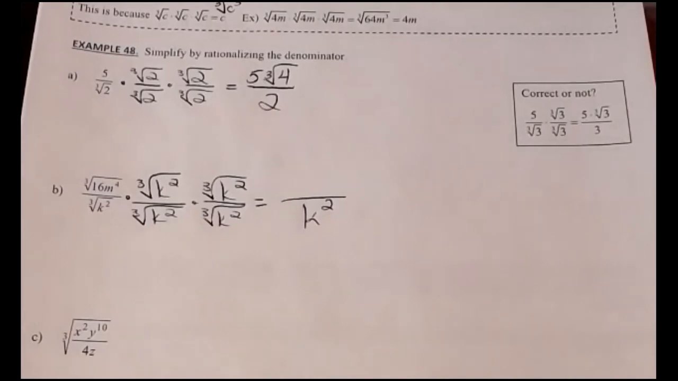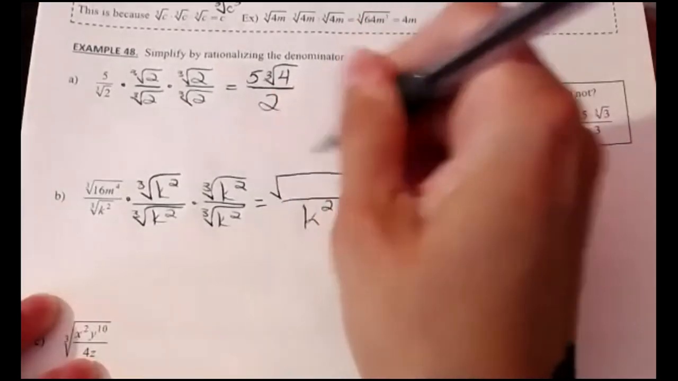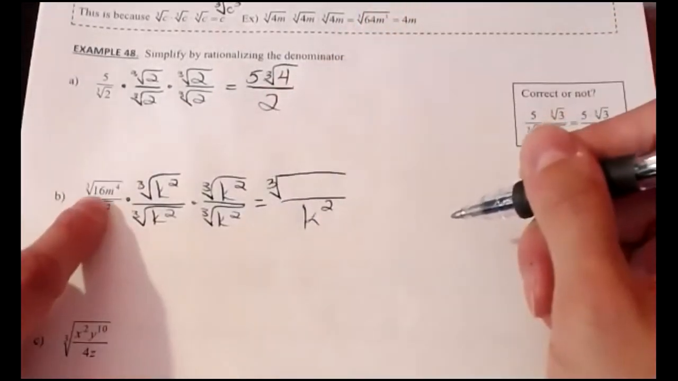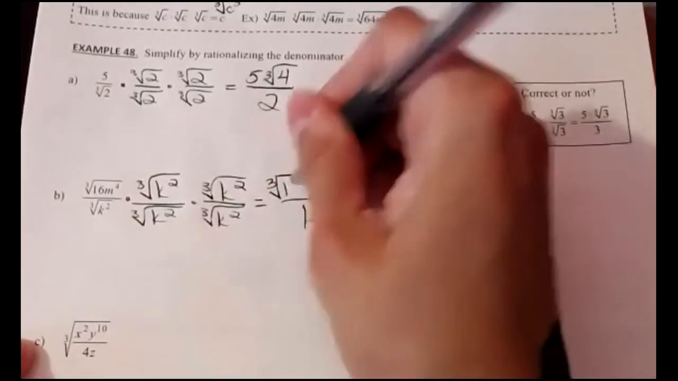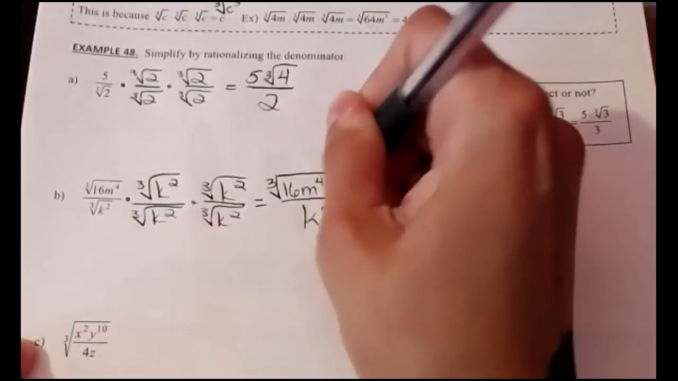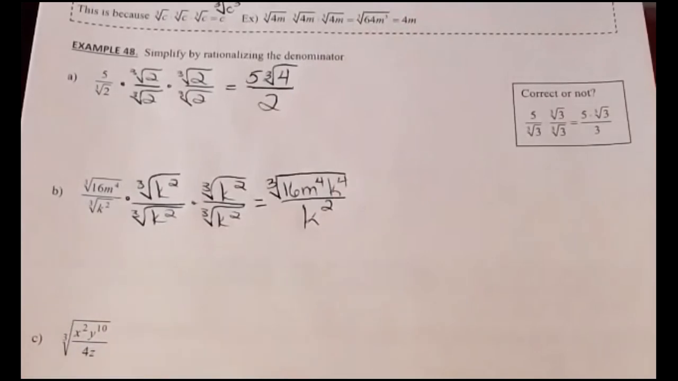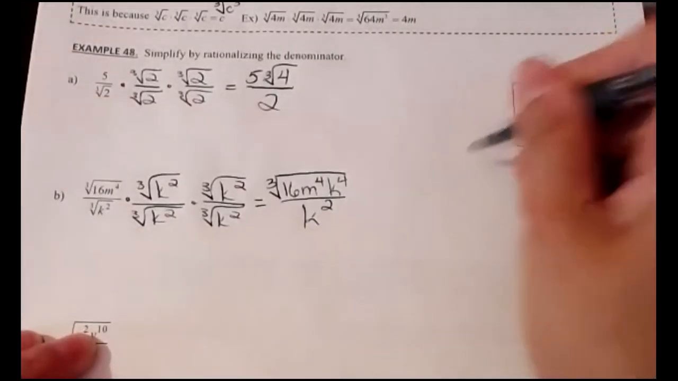Now I will put everything in the numerator together under one cube root sign, and then we'll figure out how to simplify it. So we have the cube root of 16 m to the 4th, k to the 4th. What I may want to do now is just focus on the numerator, and then I'll rewrite my answer. So I just want to focus on this part.